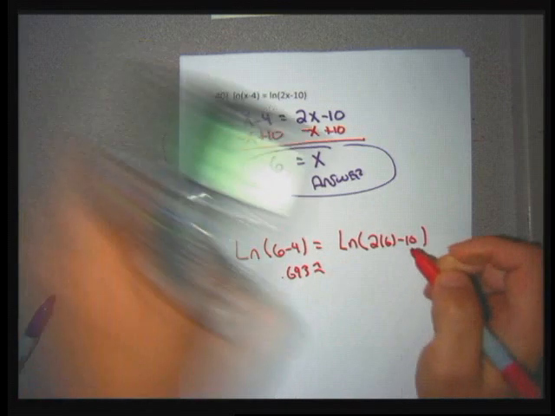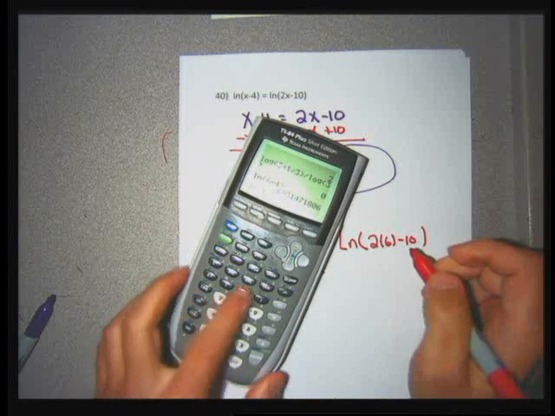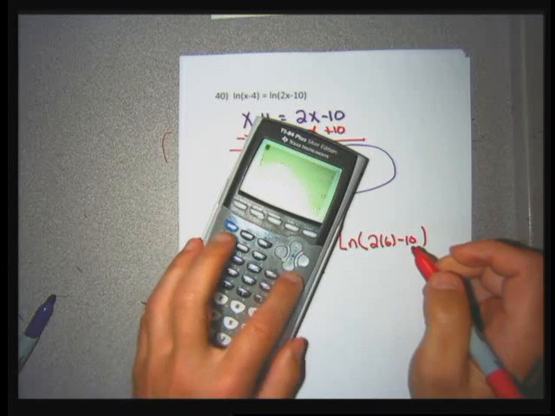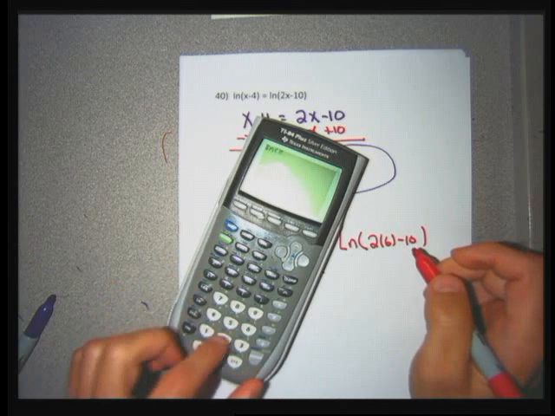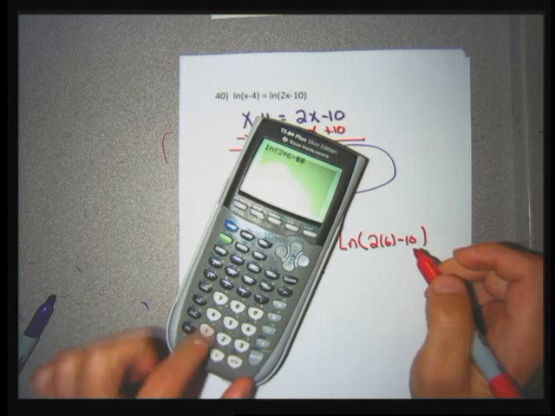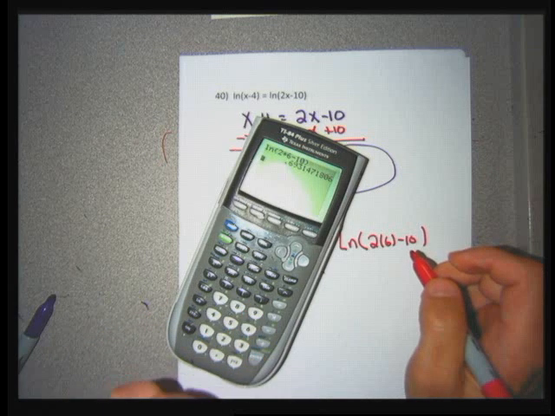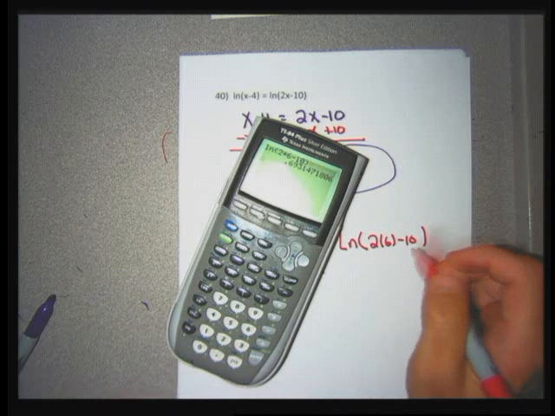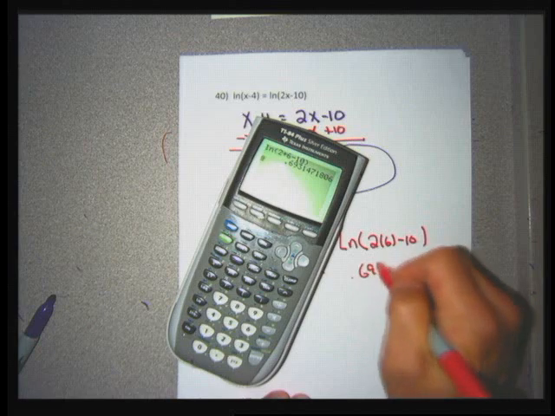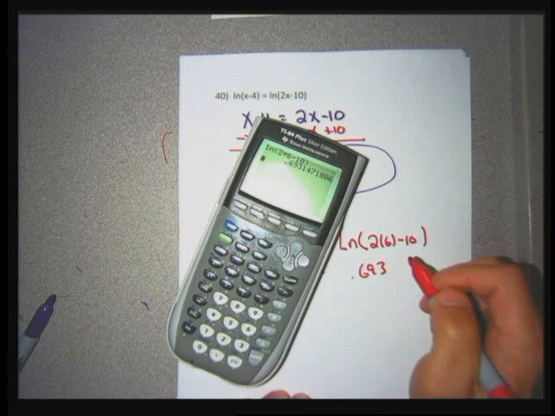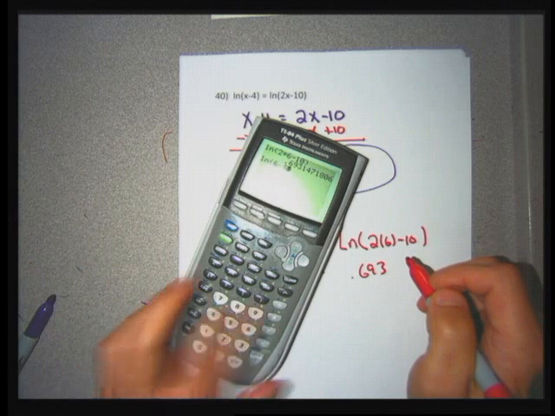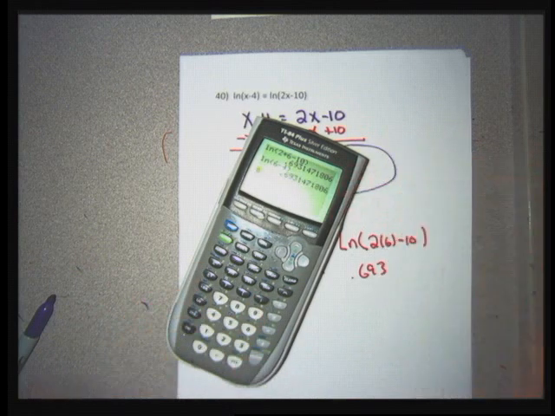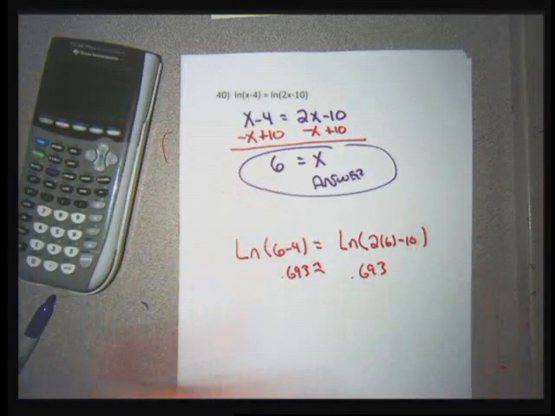And when I do the right-hand side, the ln of 2 times 6 minus 10, it gives me also 0.693. So both of them give me exactly the same thing, the ln of 6 minus 4, just so you can see it. They're exactly the same. They check perfectly. So 6 is the correct answer.